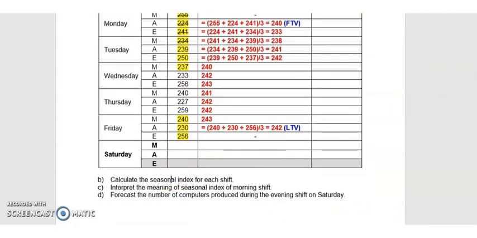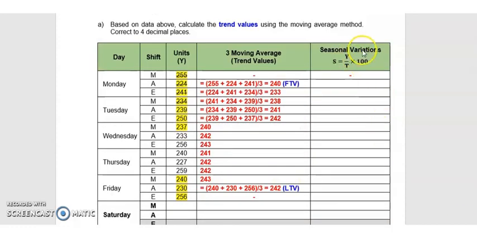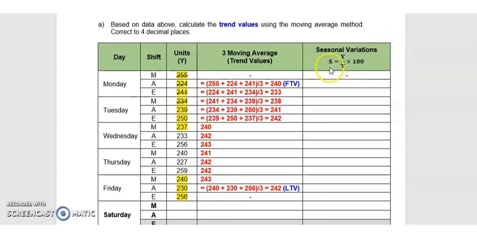Calculate the seasonal index for each shift. So you want to calculate the seasonal index. How to calculate the seasonal index? We need to calculate seasonal variations on the fifth column here. So S equals Y divided by T multiplied by 100. What is Y? Our original data here. And T refers to trend values.